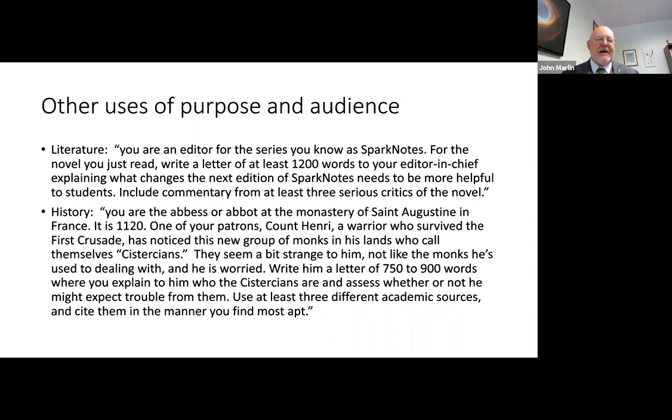So here's one that was done in the medieval history class. You're the abbess or abbot at the monastery of St. Augustine in France. It's 1120. One of your patrons, Count Henry, a warrior who survived the First Crusade, has just noticed this new group of monks in his lands who call themselves Cistercians. They seem a bit strange to him, like they wear white robes instead of black robes. What's with this? He's worried, so he's asking you to write to him 750 to 900 words, explain who these Cistercians are, give me an assessment as to whether or not I'm going to have trouble with them. And again, use a number of academic sources, cite them in a manner you find apt.